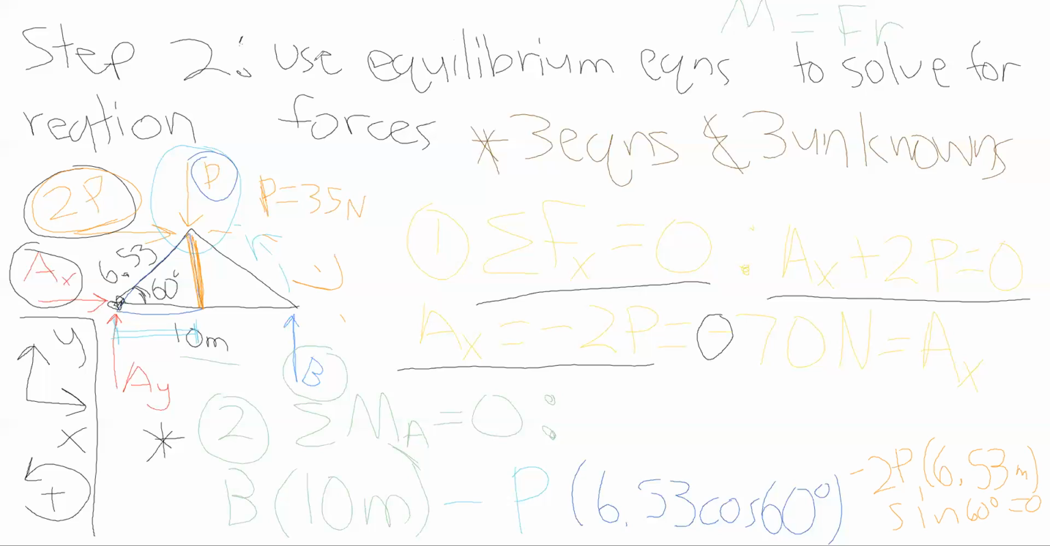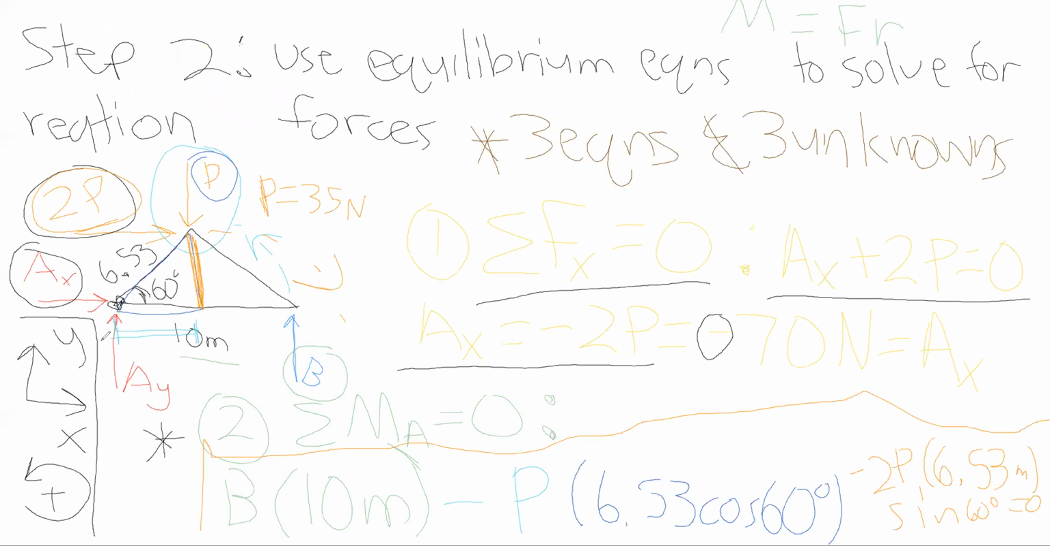This equation is pretty messy, but we know P is 35. We don't know what B is, so we have one equation here. Highlight this equation. And we need to solve for B here. So if you go through this algebra, you would add these two terms to the other side and divide by 10. You would end up with B is equal to 51 newtons. So that's the force exerted by the roller support at point B.